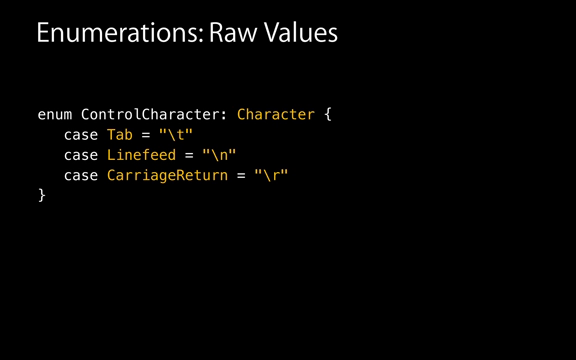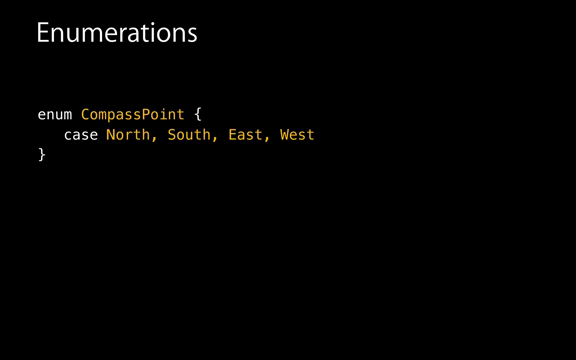But sometimes it doesn't make sense to have an underlying value at all. Sometimes the cases are just values in their own right. So here I have a compass point. It has north, south, east, and west. There's no real number or string that really makes sense to tie to these. So they're just values. They're just values in themselves.